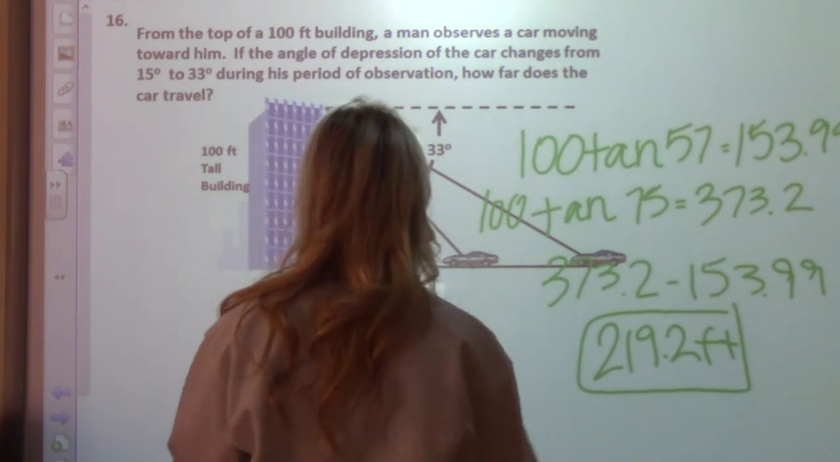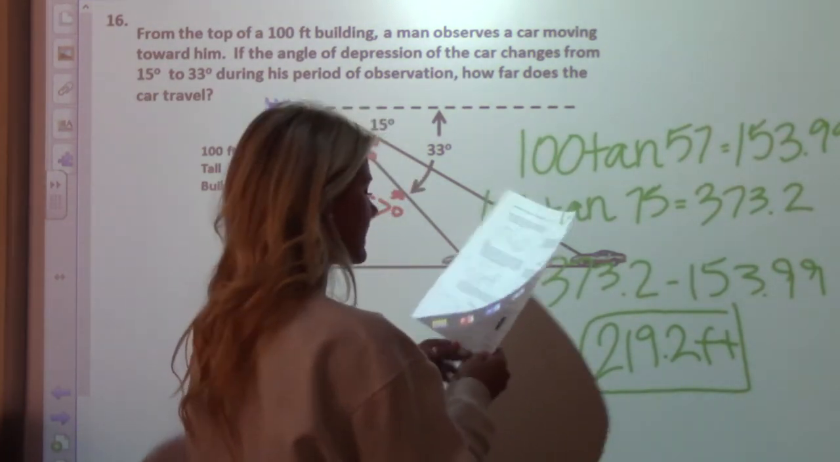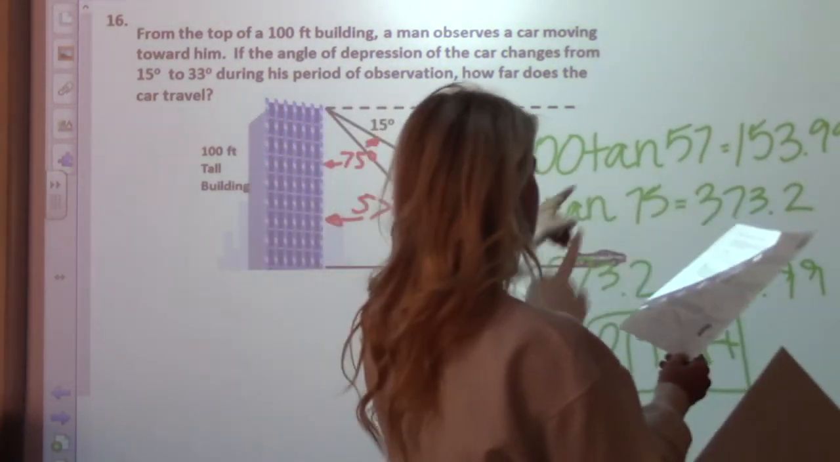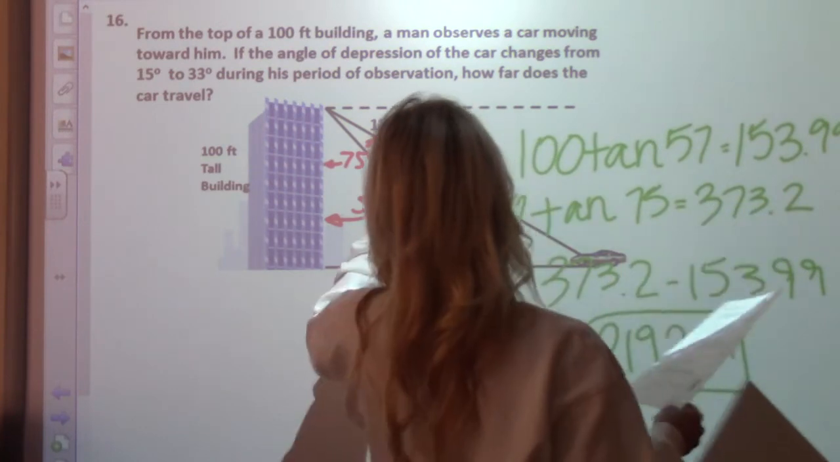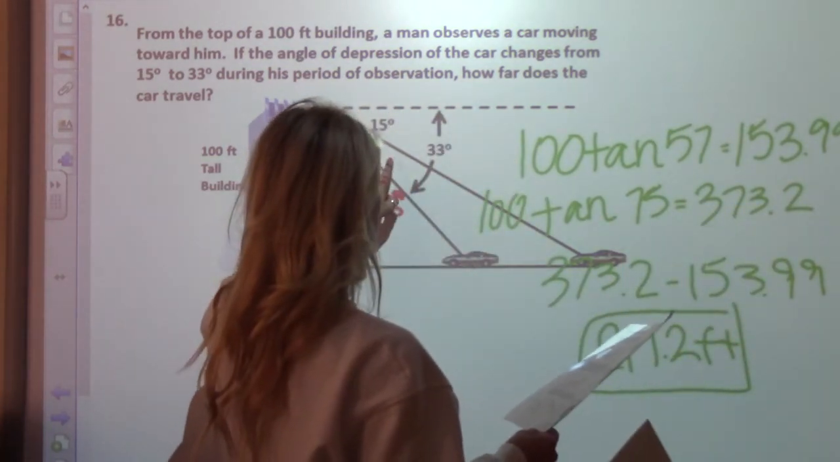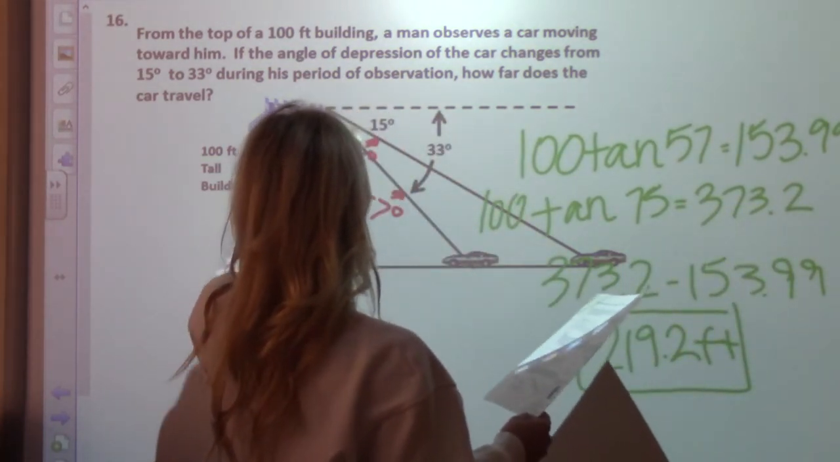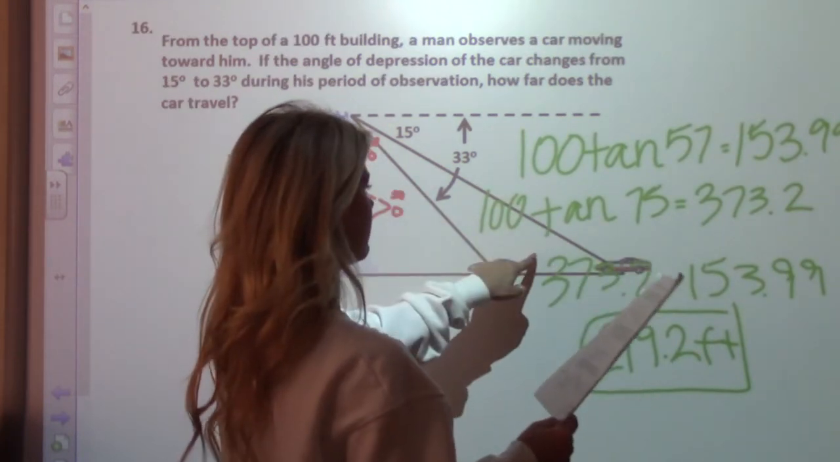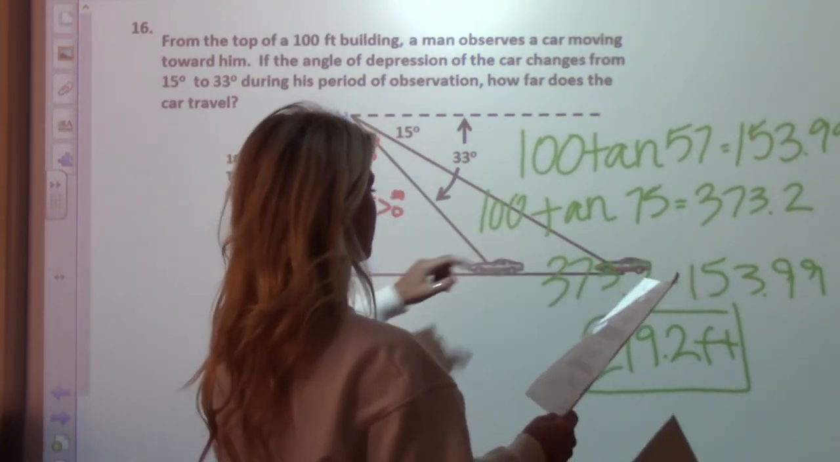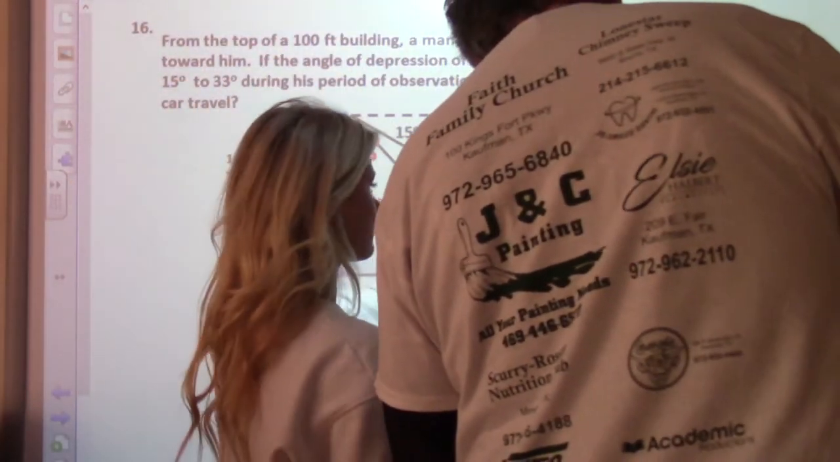But Chloe, which way did we do it? We did 100 tangent 57 and then 100 tangent 18. We only did that. We found this one and then this one. Yeah, and we can't do that. You have to do one big triangle. What did he do? He found the triangles.